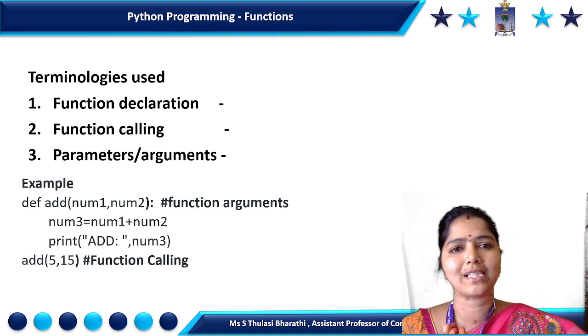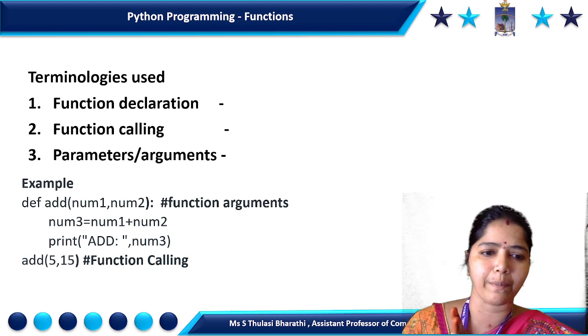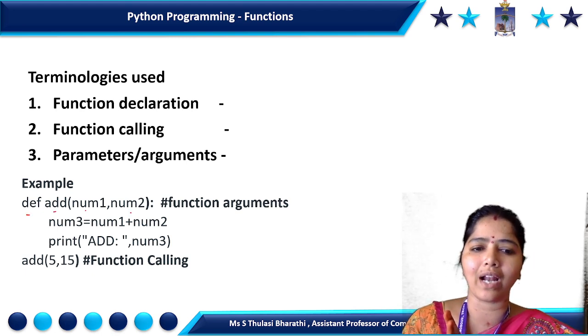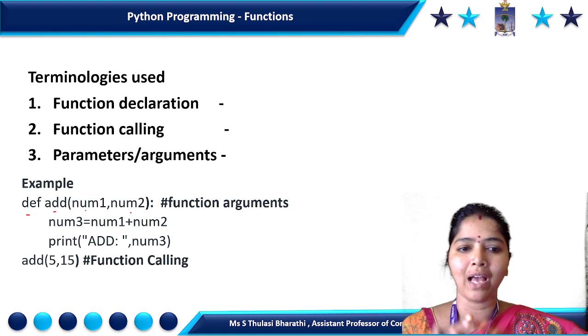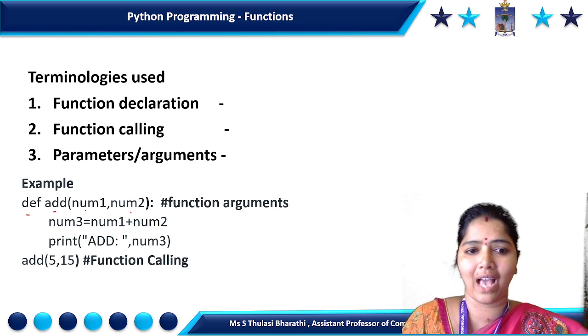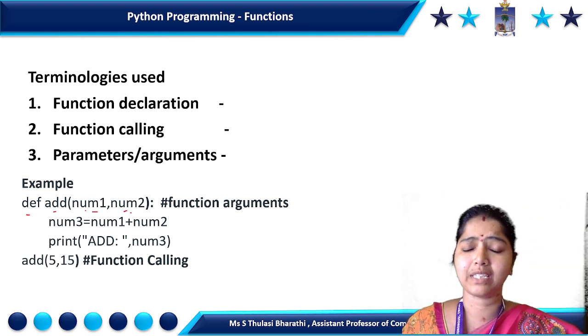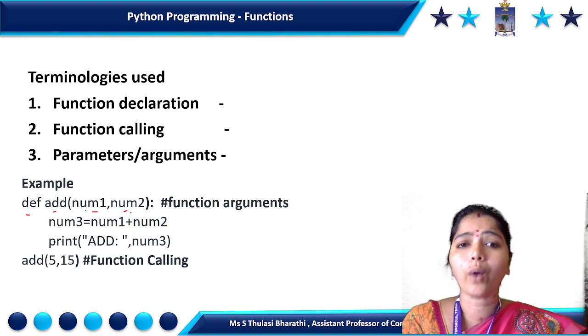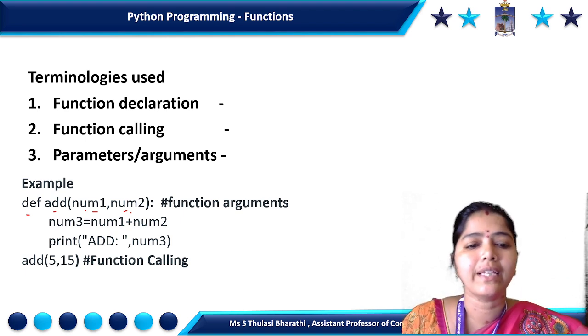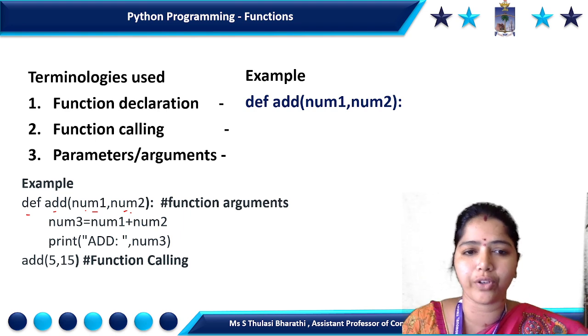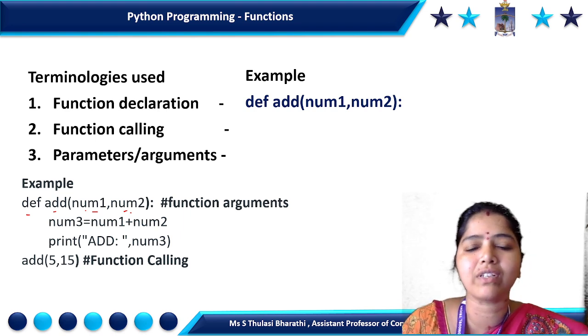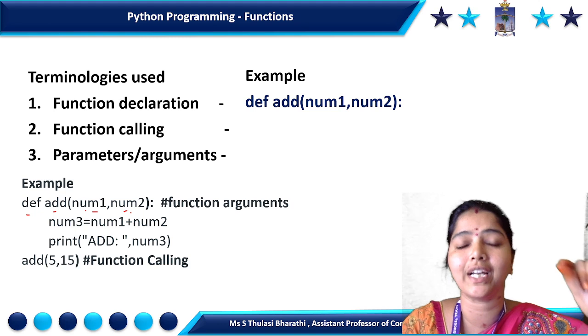Here I have given you an example of these function concepts. def add(num1, num2). We know def is a keyword used for a function, add is the function name, and within parentheses we have the parameters. This can be called either parameters or arguments. So num1 and num2 we call the function arguments, and this def add we call the function declaration.